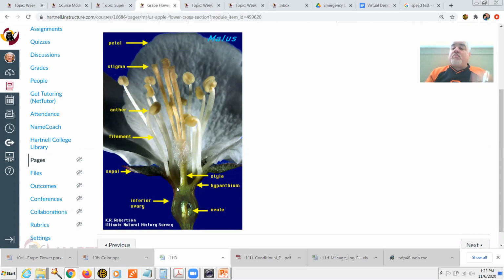Inferior means it's just below the point of attachment of the petals and other whorls of the flower. So all of these parts of the flower are joining right here, and the ovary is below that. So we call it an inferior ovary. But just for comparison, that's an apple.